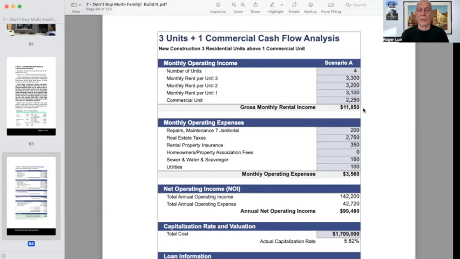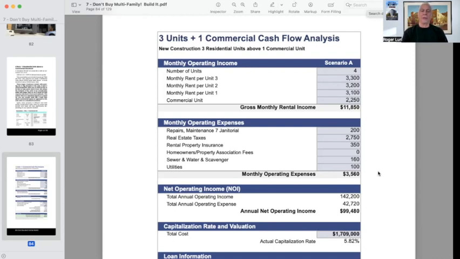All right. Now, second here. We've got our expenses now. We've got to figure out repairs, maintenance, getting the place cleaned once in a while. There's not too much here. It's just the entry hallway and going up, and so not much to do. You've got your taxes, property insurance, sewer, water, scavenger, utilities. Again, utilities aren't much because you don't have a lot of common areas here. But your monthly operating expenses are $3,560 in this case.